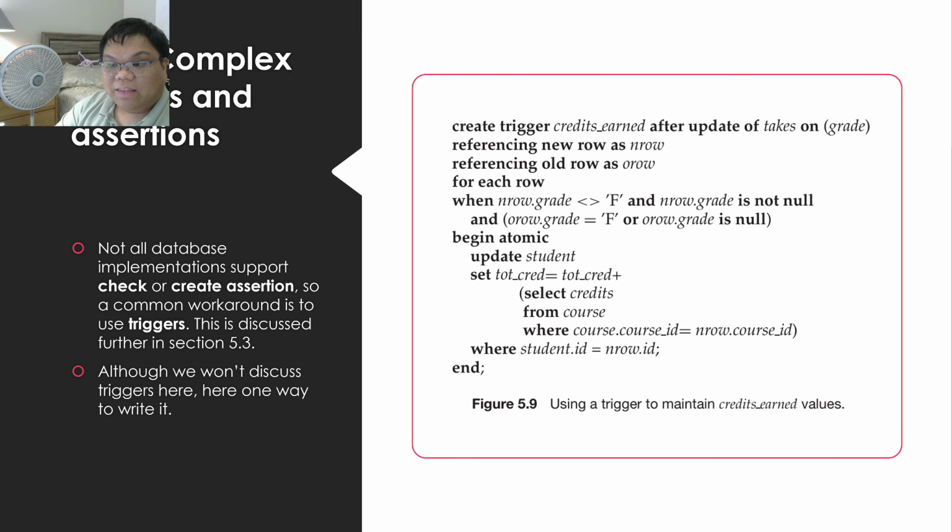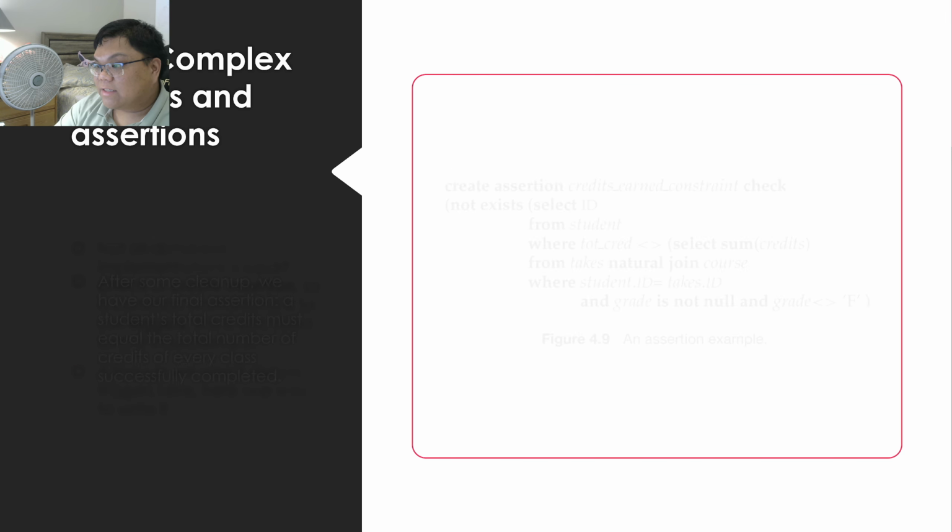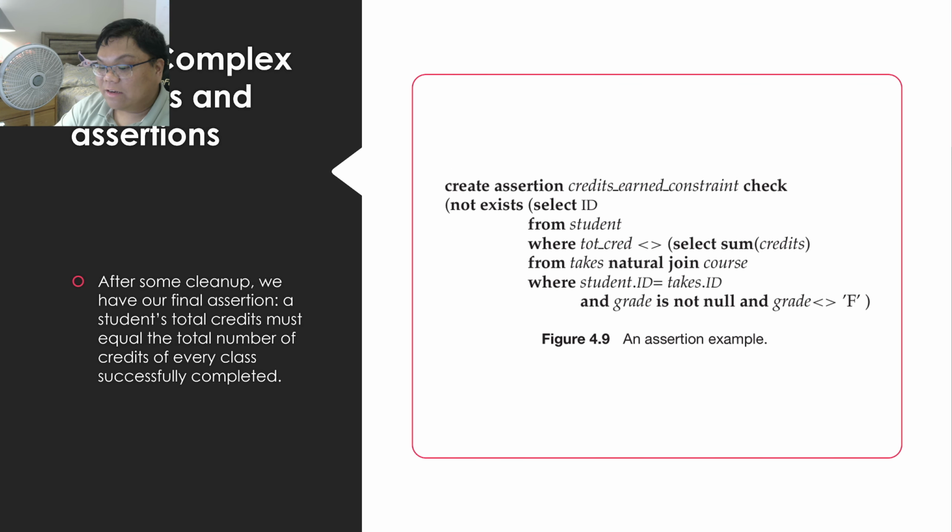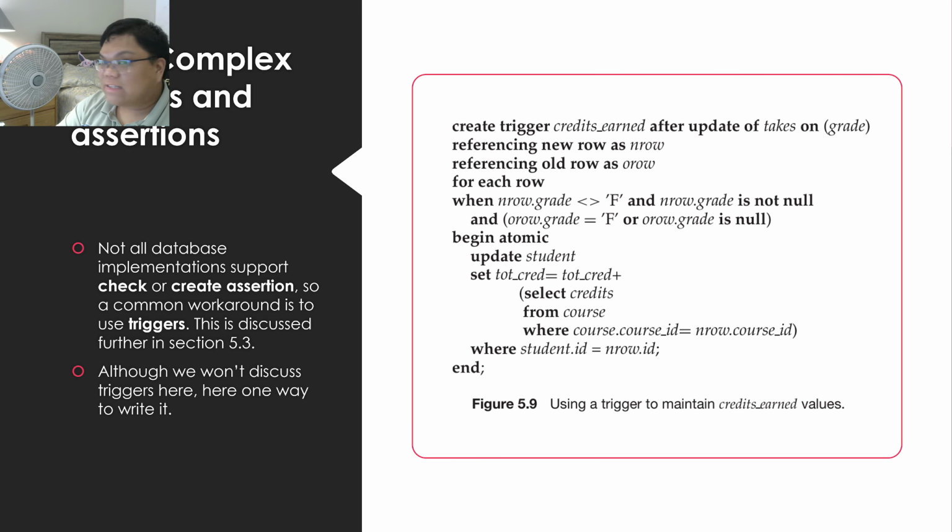Not all database implementations support check or create assertion. So a common workaround is to use triggers. And here's an example. We won't really be talking about triggers here, but it is further discussed in 5.3 if you want to look at it. And here is an example of such a trigger. So this trigger does the same thing as this assertion.